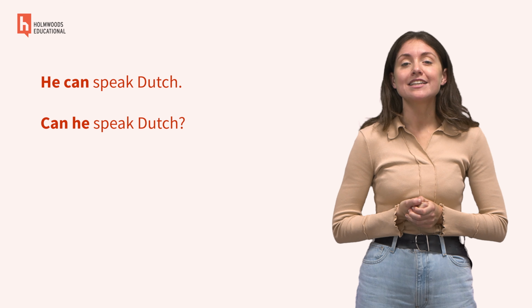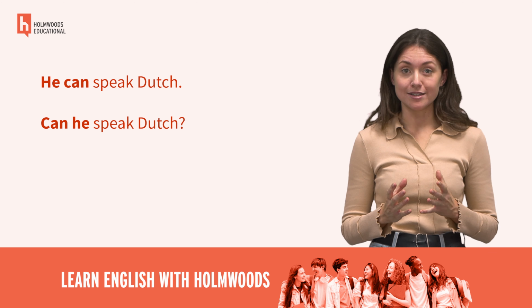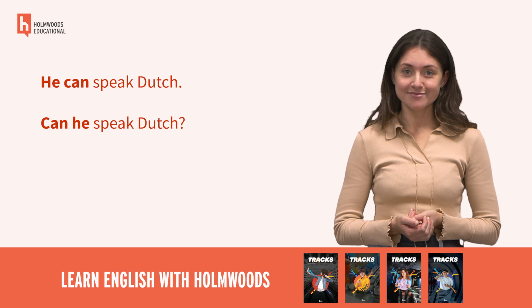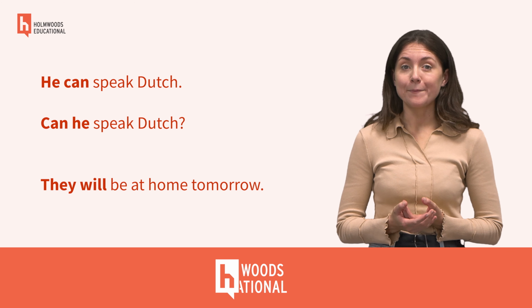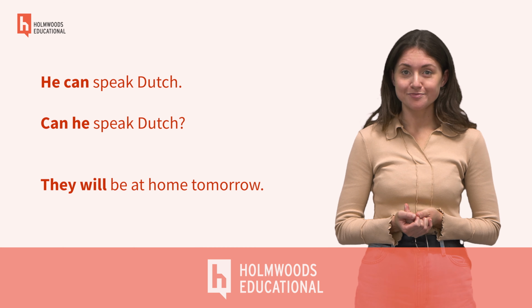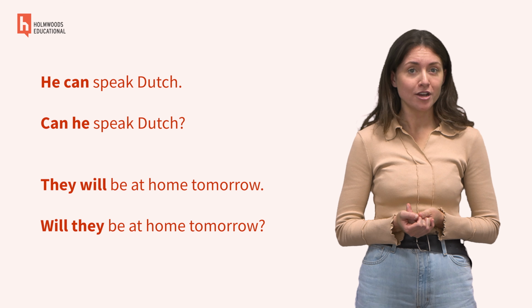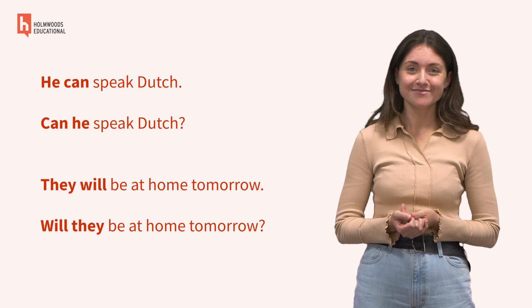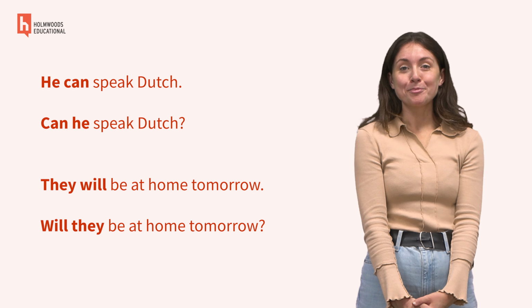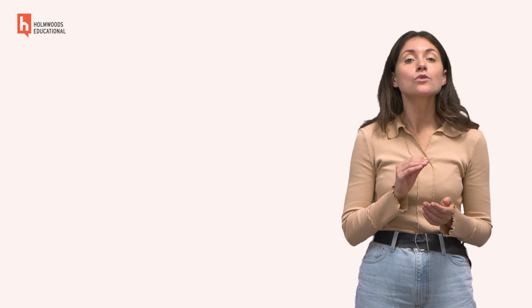Let's look at an example with will. They will be at home tomorrow becomes will they be at home tomorrow? Now practice these rules with the exercises. You can also take a look at the grammar sheet or watch this video again if you don't understand.